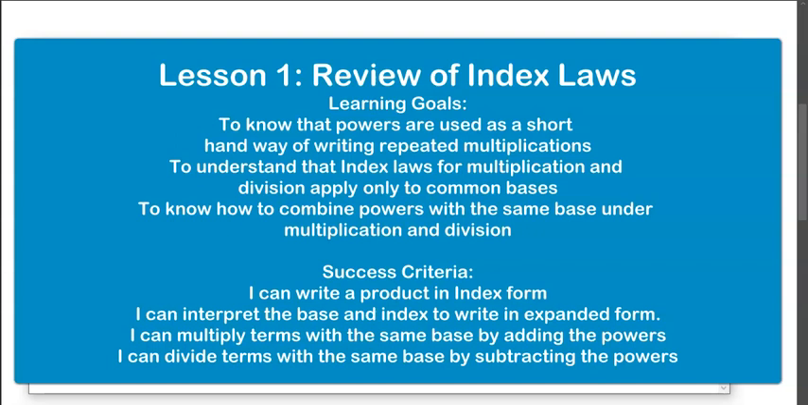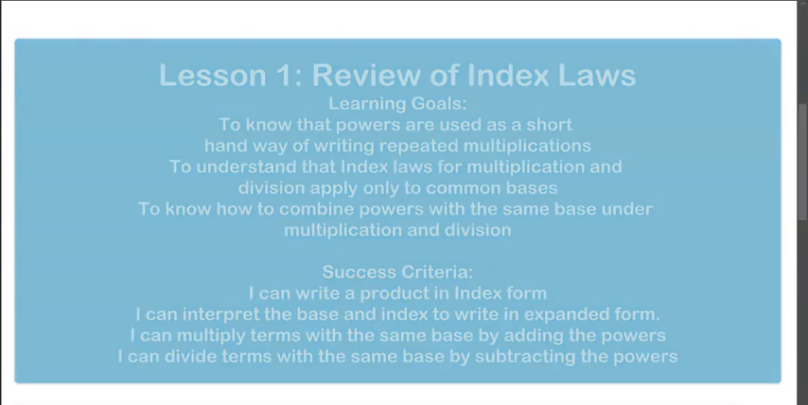The success criteria is you should be able to write a product in index form, to be able to interpret the base and index to write in expanded form, to be able to multiply terms with the same base by adding the powers, and to be able to divide terms with the same base by subtracting powers. Now, a lot of that terminology seems quite new, so we have to look into the basics.